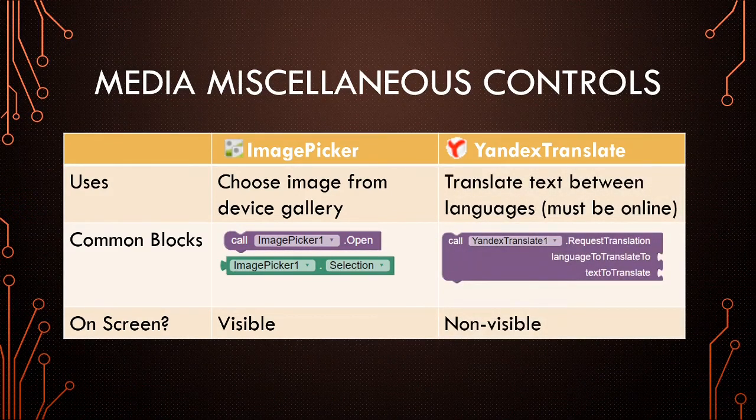The Yandex Translate translates text between languages. Now this is an online service, so your tablet has to be connected to the internet in order for this to work. But if you are online, you just have to have that message that you want in a text box or in a label or something, and then you'd use this call Yandex Translate 1 request translation. It's got 2 sockets on it. One is the language to translate it to, and it uses abbreviations for that. You'll see that here in the example in a little bit. And then we have the text that we want to translate. This is a non-visible control. There's nothing on the screen that you can see for the Yandex Translate.